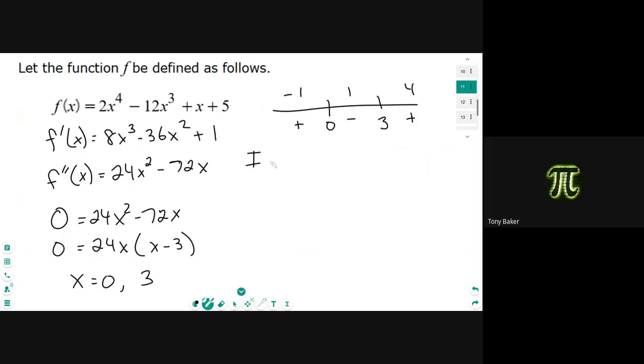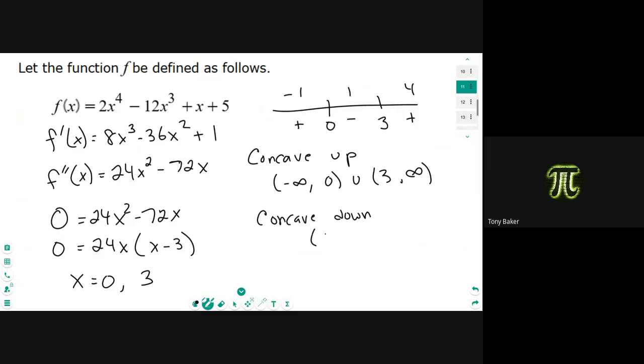So for my inflection points, we're concave up from negative infinity to 0, and from 3 to infinity. Or concave down from 0 to 3.